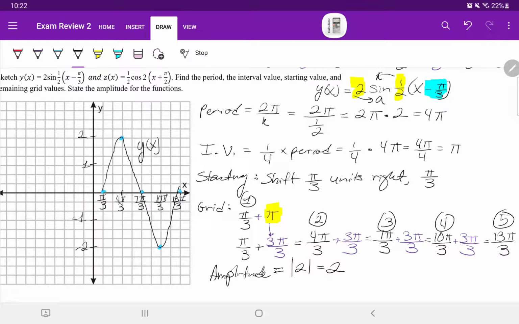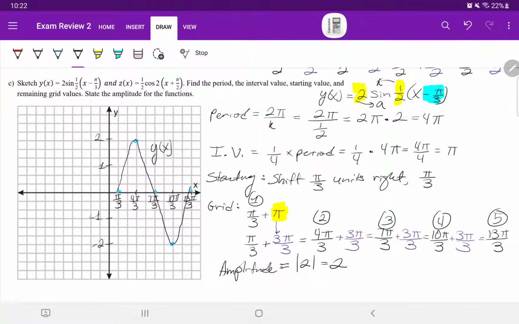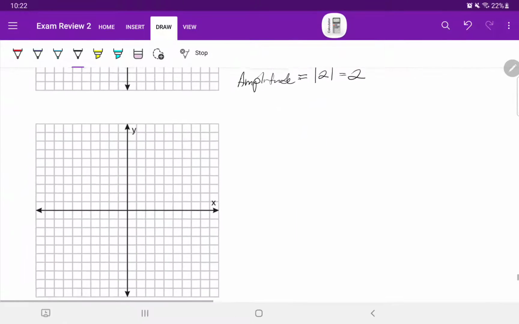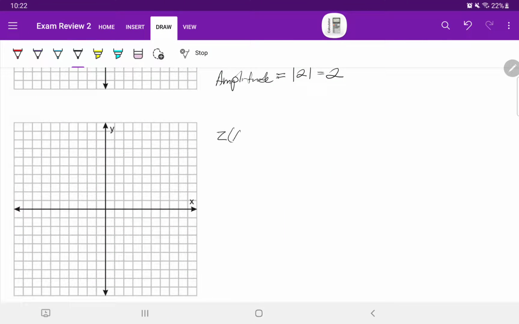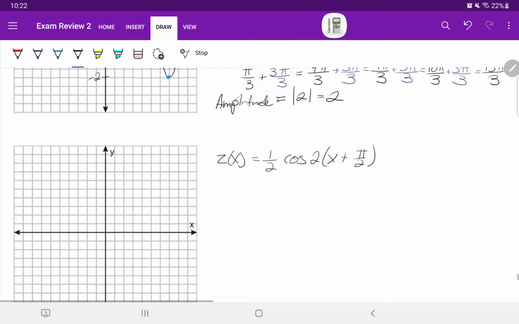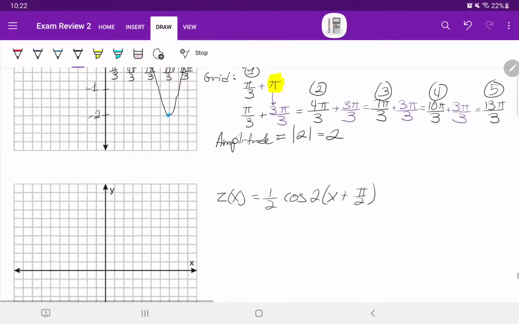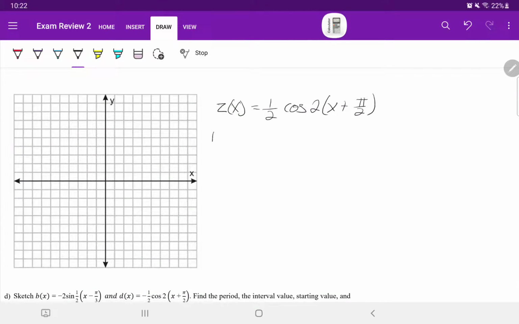Now we're going to do the same approach when it comes to z of x. Now, let's find the period. To find the period, that is 2 pi over k. This value right here is your k. So that's 2 pi over 2, which equals pi.